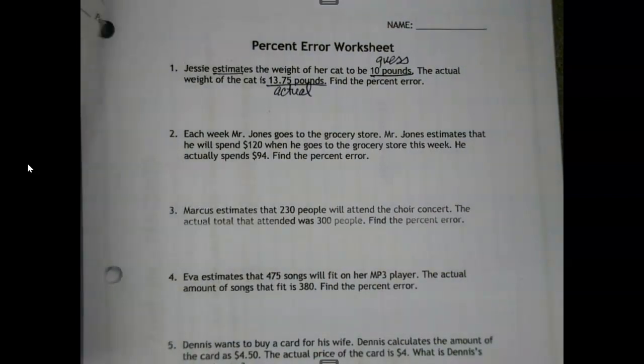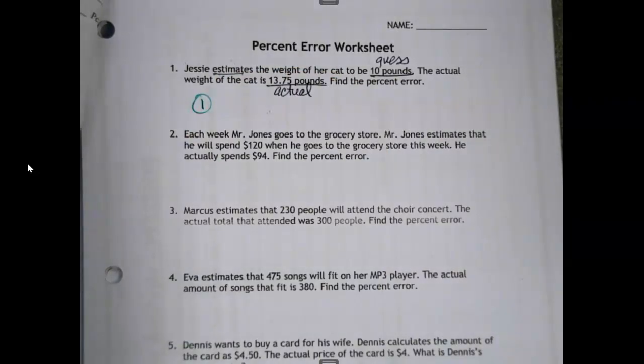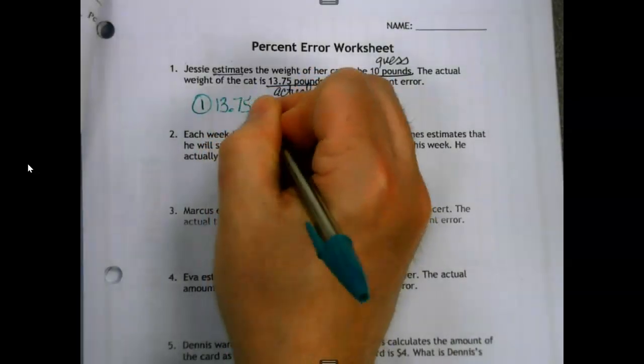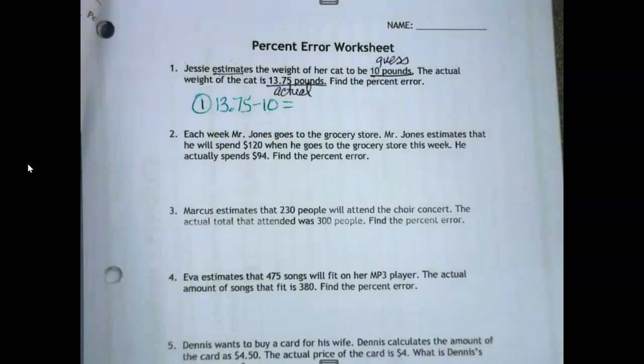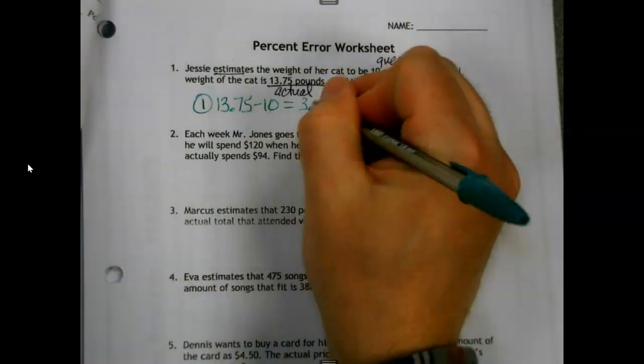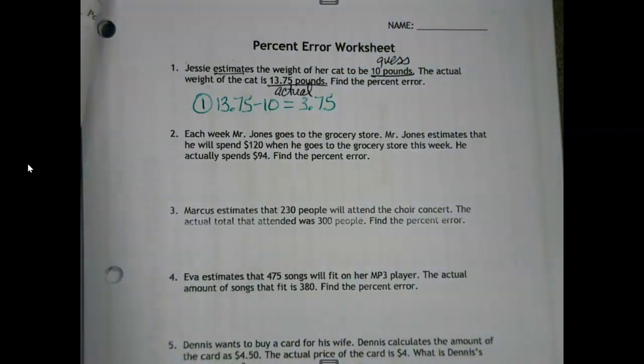So with what we had back here, it said first we got to subtract the 2 values. We never want to have a negative with this either. So we're going to subtract the 2 numbers, bigger minus smaller, and get that first answer, 3.75. That's the difference in pounds between the guess and what reality was.